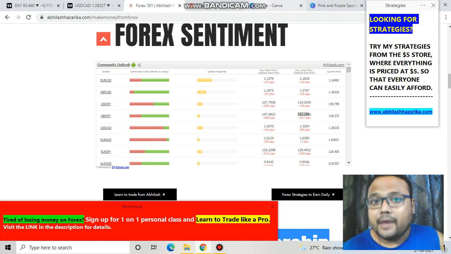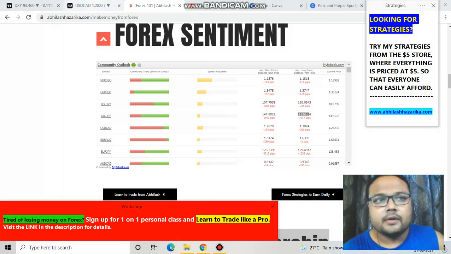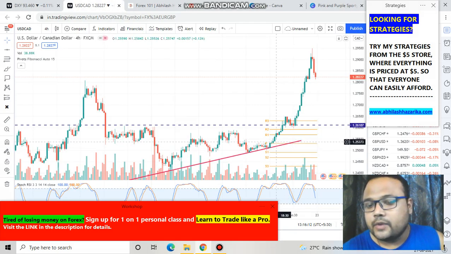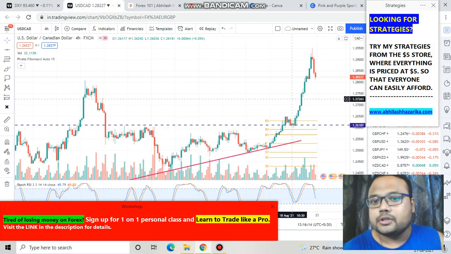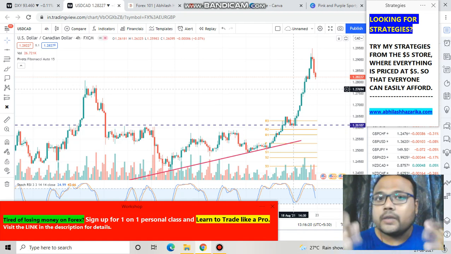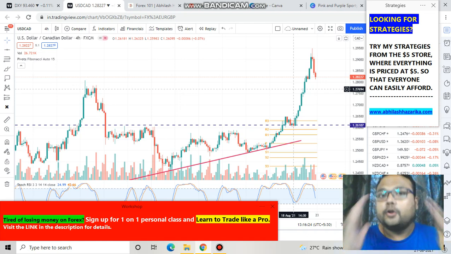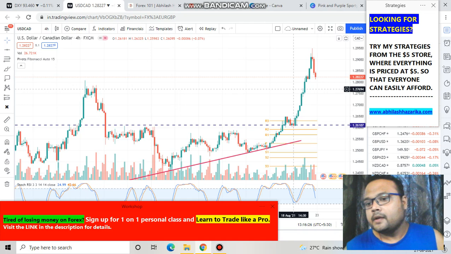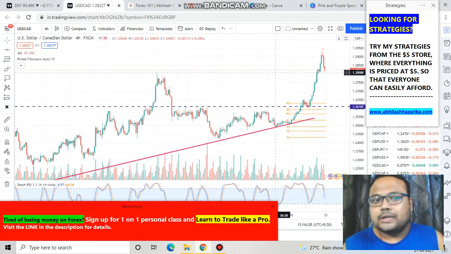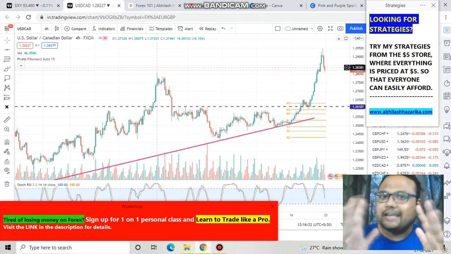And this is the main reason, my dear friends, why 90% of retail traders lose money. In a market condition like this, where the market is extremely bullish, they have shorted the market, and that's why retail traders lose money. That's why I always request you all to trade wisely, trade properly with your own analysis.